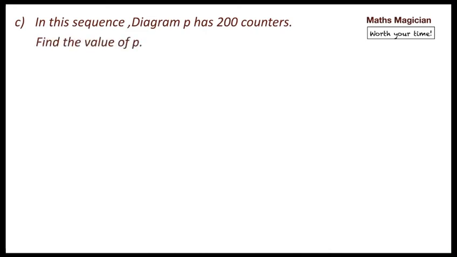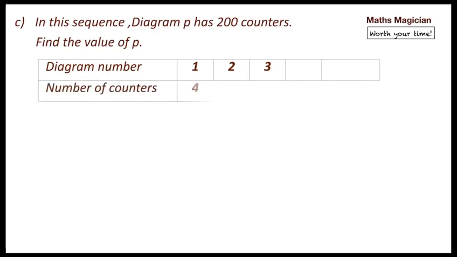Part C of the question is: in this sequence, diagram P has 200 counters. Find the value of P. To make the question more clear for you, I write it in the form of a table.